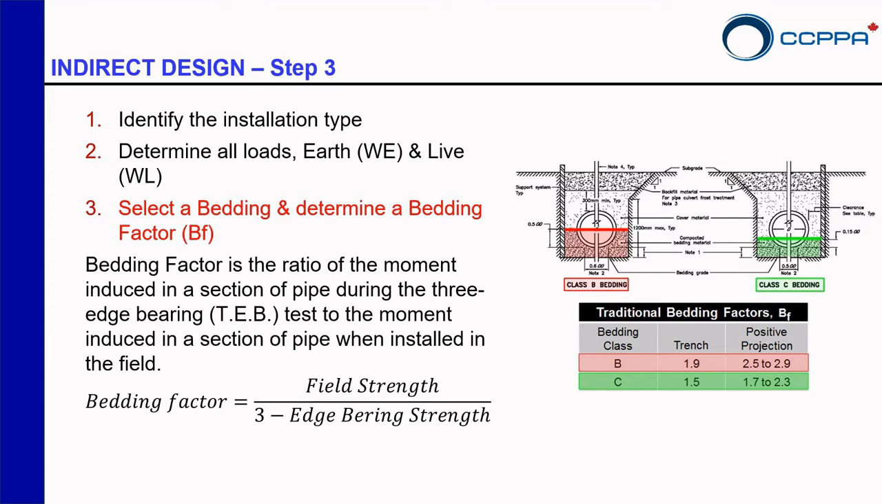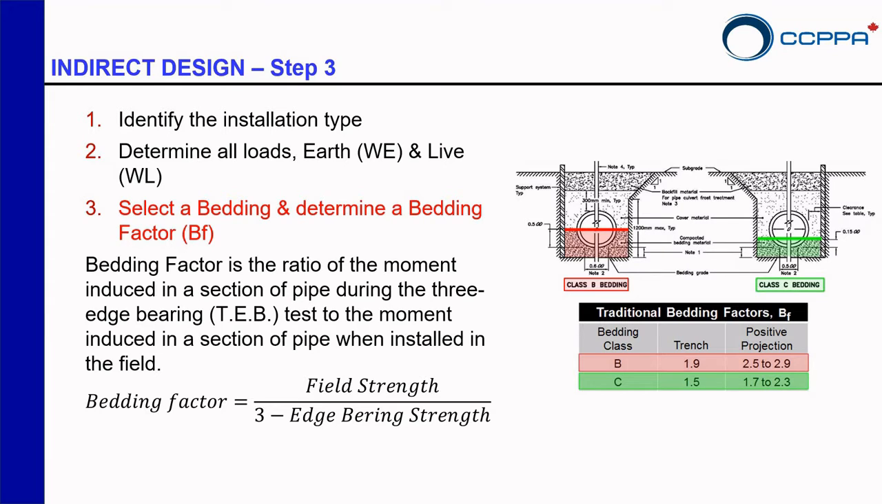So here on the right, I have two traditional beddings. Class B, where you have your bedding up to the spring line, and Class C, where your bedding goes up to a third. And depending on how the pipe is installed, either in a trench or in an embankment, you will have different bedding factors, as you can see here in the table.